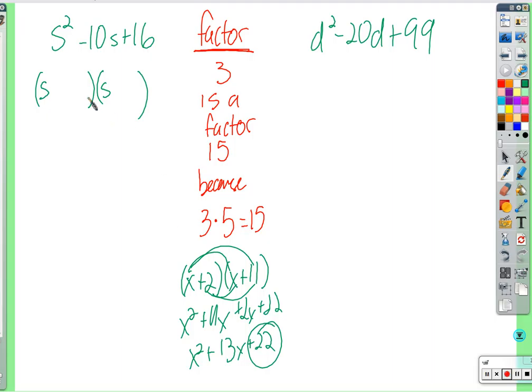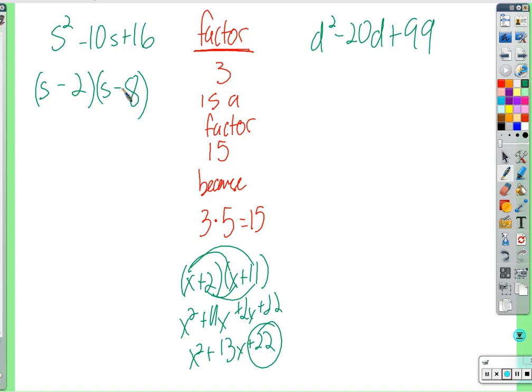Same thing here. Whatever numbers we put here, this number and this number, this one's going to multiply by x, this one's going to multiply by x. We're going to add those two x terms together and get negative 10x. So what two numbers multiply to make positive 16 and add to make negative 10? Negative 2, negative 8. Okay?